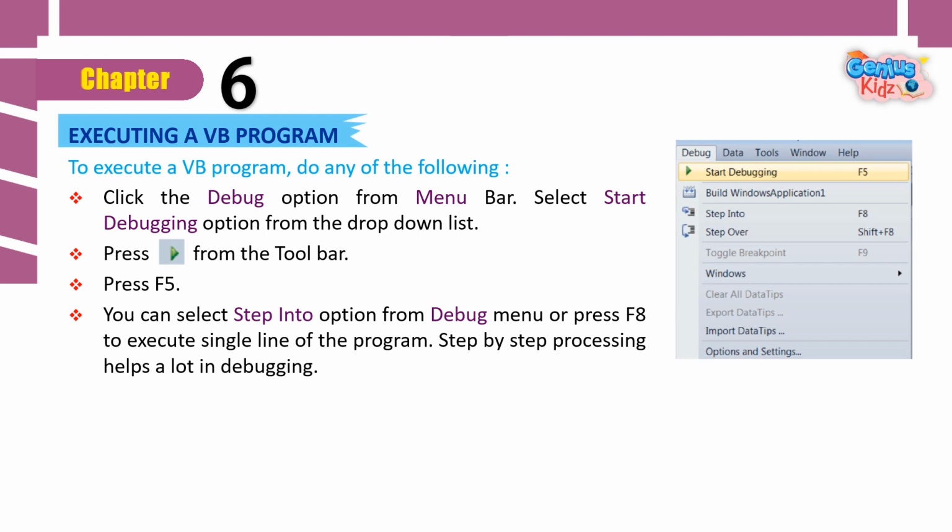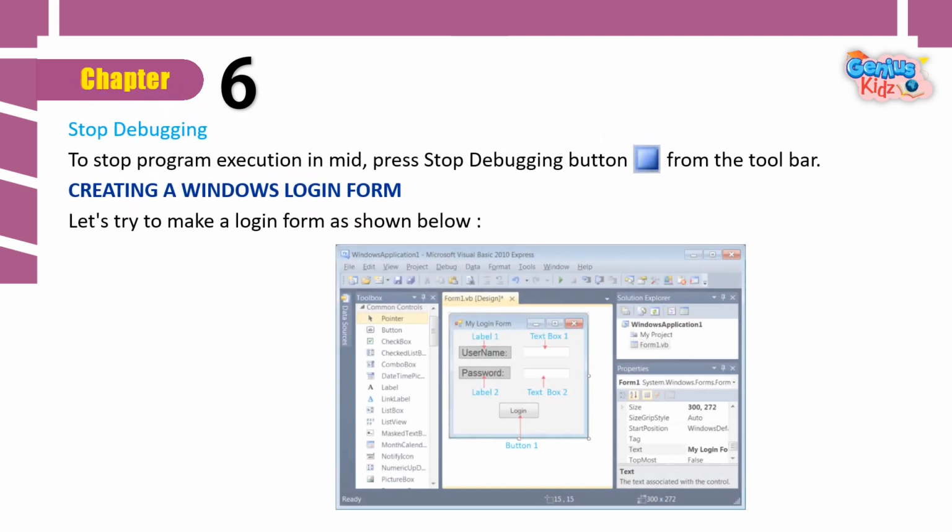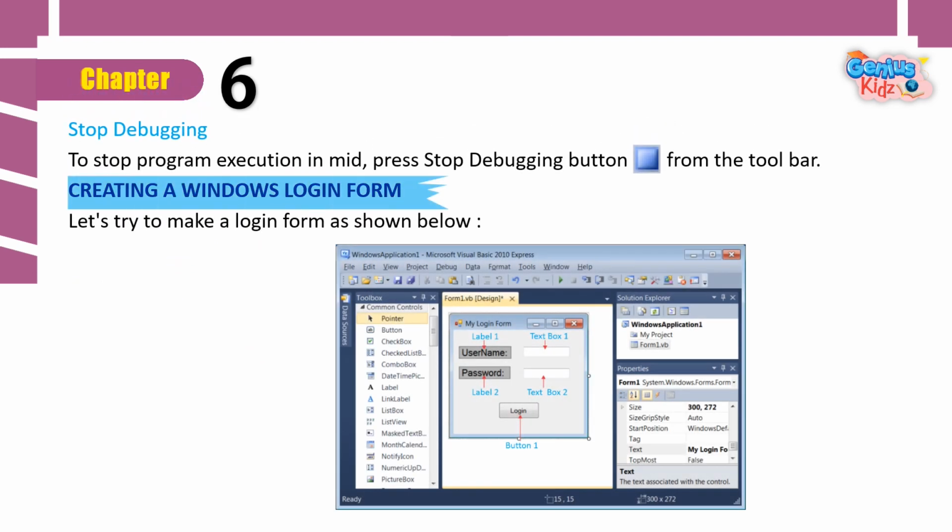Executing a VB program. To execute a VB program, do any of the following. Click the Debug option from menu bar. Select Start Debugging option from the drop-down list. Press Start from the toolbar. Press F5. You can select Step into option from Debug menu or press F8 to execute single line of the program. Step-by-step processing helps a lot in debugging. Stop debugging. To stop program execution in mid, press Stop Debugging button from the toolbar.